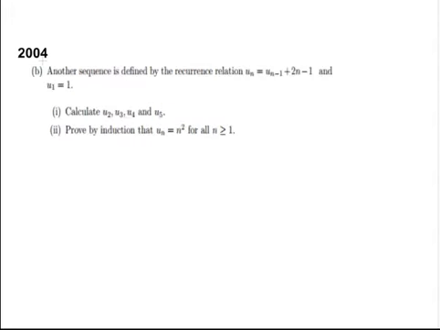Right, moving on. The next one is u of n. Another sequence is defined by the recurrence relation u of n equals u of n minus 1 plus 2n minus 1. So let's do up a little table for that, and that'll get us started. So we have to come up with u2, u3, u4, and u5.